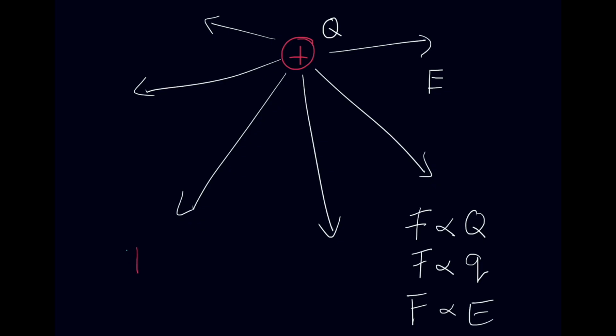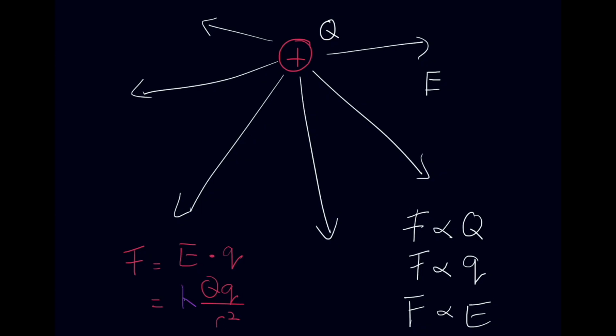So we can write that the force is equal to our electric field times little q. And this equals big Q multiplied by small q divided by r squared, and of course, don't forget to multiply by our constant. And this is it. We did it again. This is the formula for the force between two charged particles. This is also called Coulomb's force.